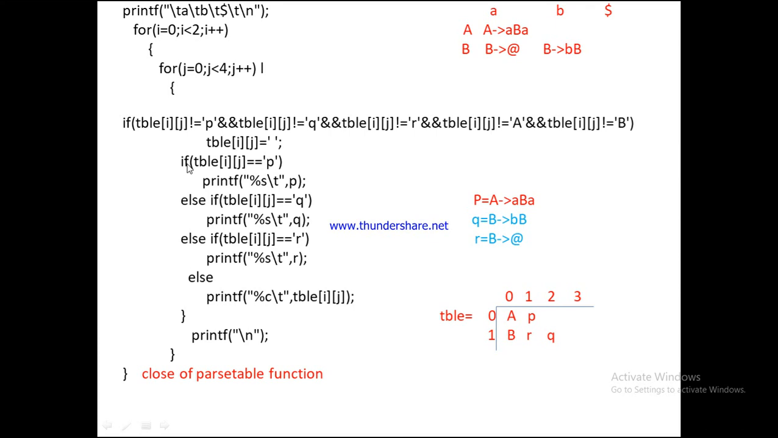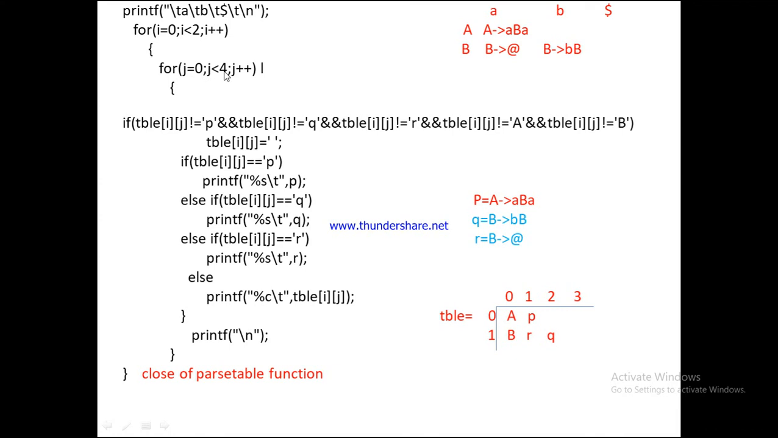I will come to this. Again I am checking whether table of 0 0 is P, no. Q, no. R, no. So I'll come to the else part. Now this will be printed. So what am I printing? I am printing table of 0 0, whatever is there. What is there in the table of 0 0? A. That means this is printed now in the output. Got it? So now after this one, again I'll come here, and j value will be incremented by 1.